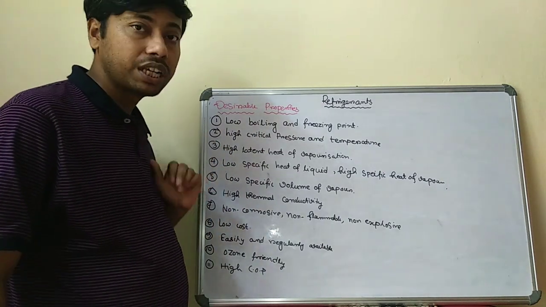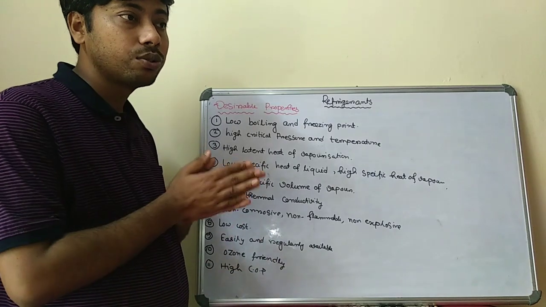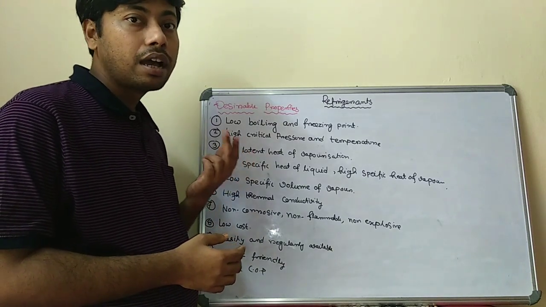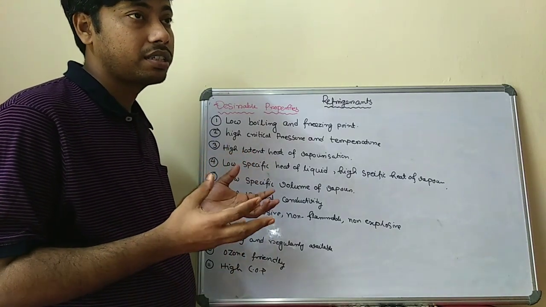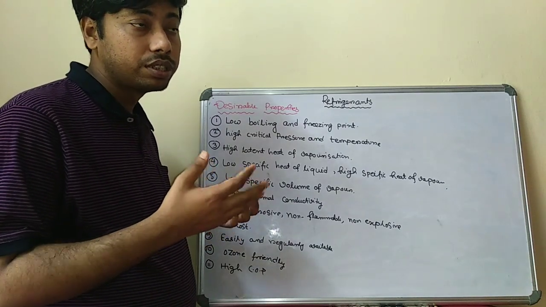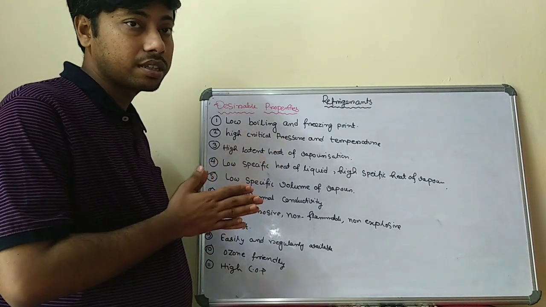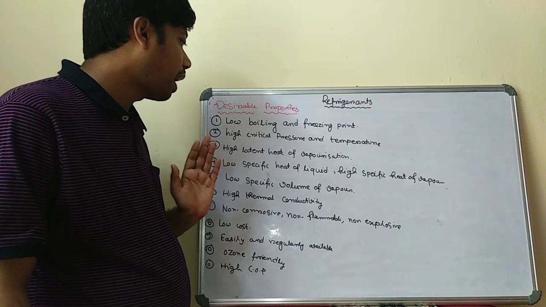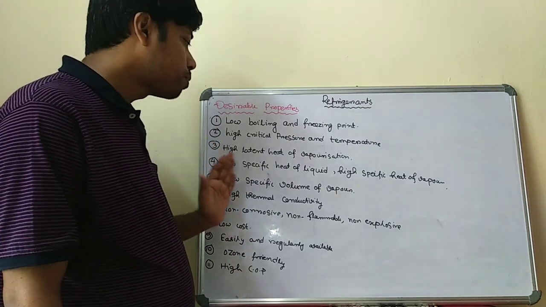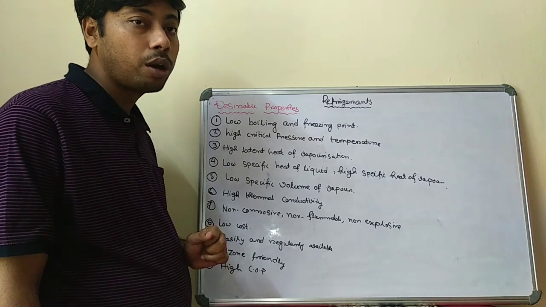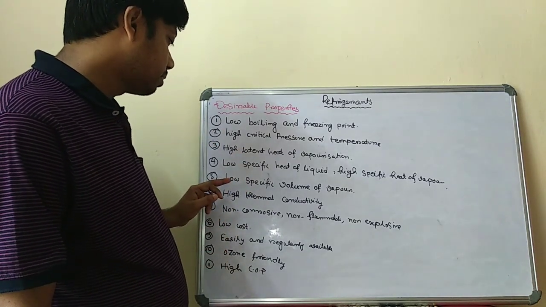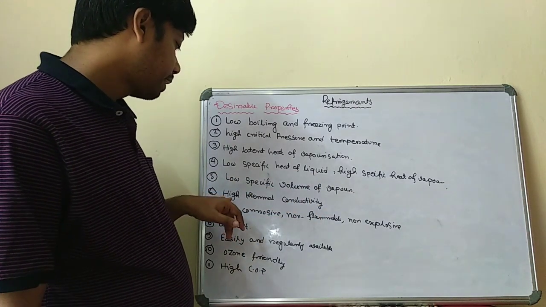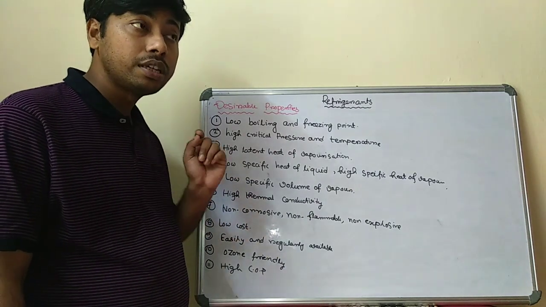Second is high latent heat of vaporization. As you know, there are two types of heat: one is sensible heat, another is latent heat. Latent heat is basically used to transform the phase. So it should have high latent heat of evaporation capability, low specific heat of liquid, and low specific volume of vapor.